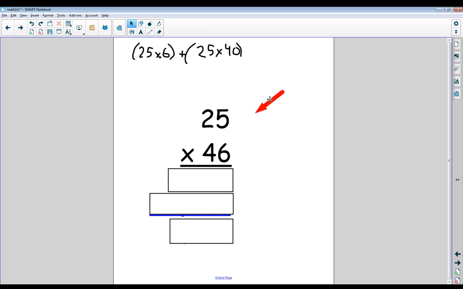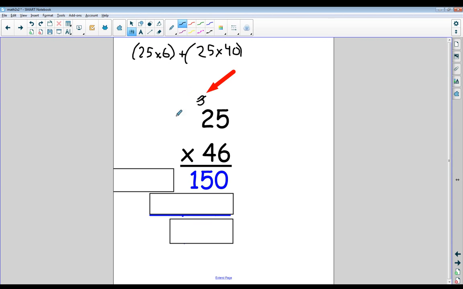The first thing we're going to do is we're going to do 25 times the 6. So we're going to forget about this 4 just for now. Following standard algorithm, as we have done before, we're going to do the ones times the ones. Now 5 times 6, that equals 30. So we have to regroup the 3 up here. Then we're going to do 2 times 6, which is 12, plus the regroup 3 equals 15. So the product of 25 times 6 equals 150.